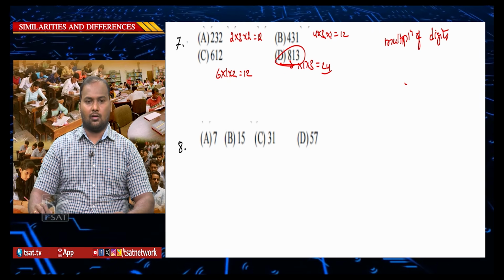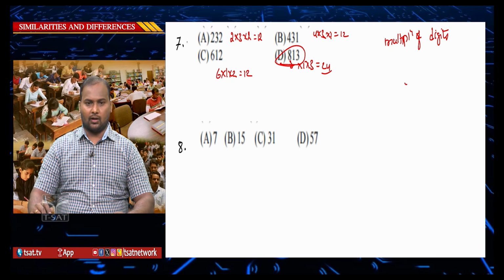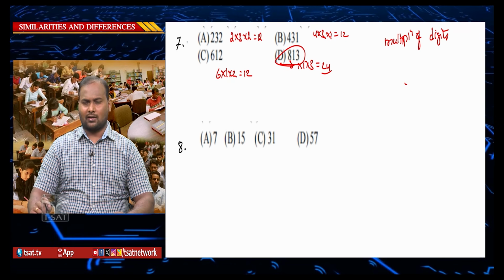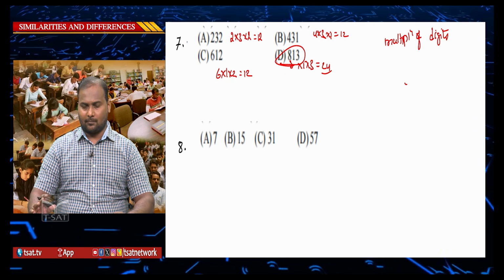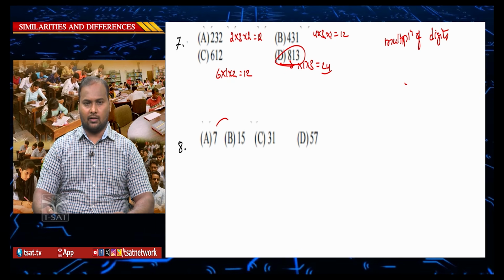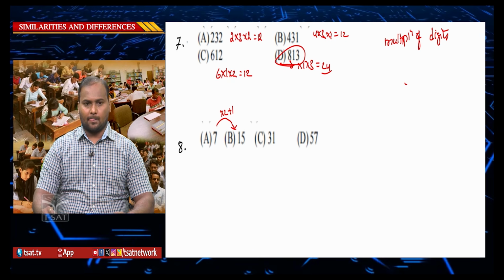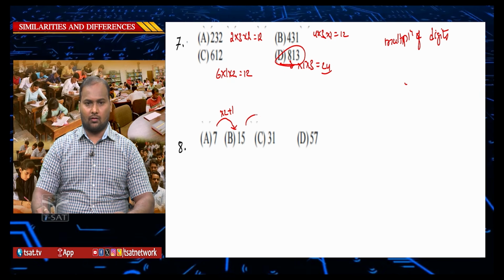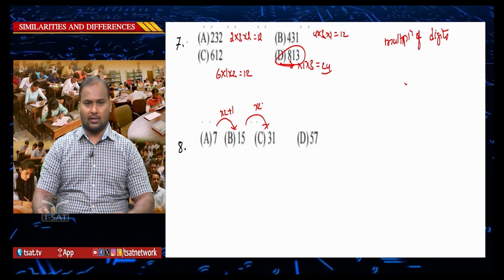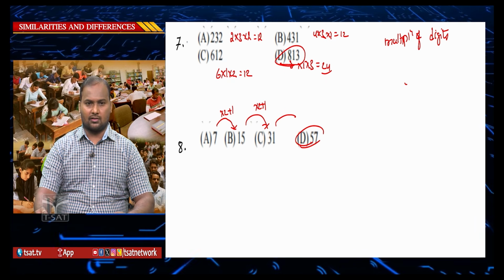Next question. If you see this question, the options are 7, 15, 31 and 57, right? If you carefully observe these numbers, all are different numbers. The problem is some students think that here 7, here 15, so it is multiplied by 2 plus 1. It's a combination of multiplication and addition. Or 15, 31 into 2 plus 1. This is not possible, so the answer is option D. No, this is not the logic.